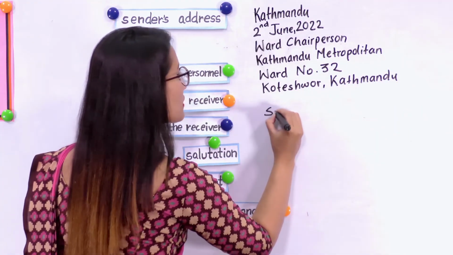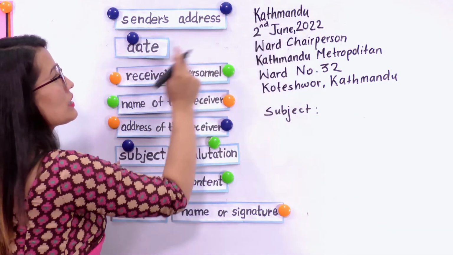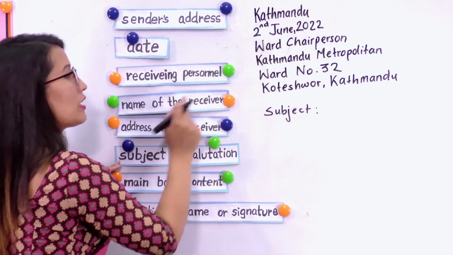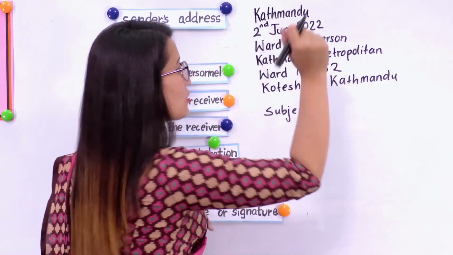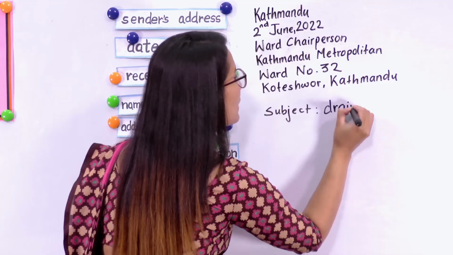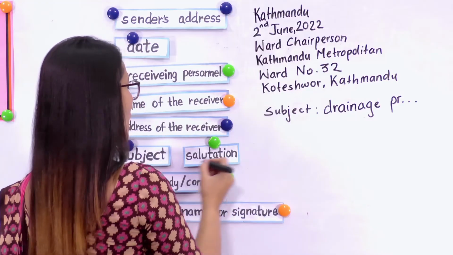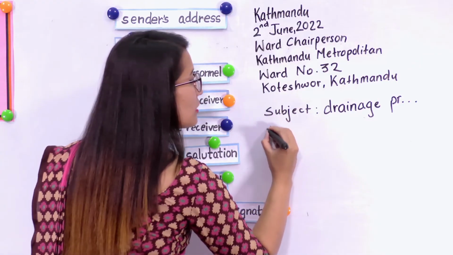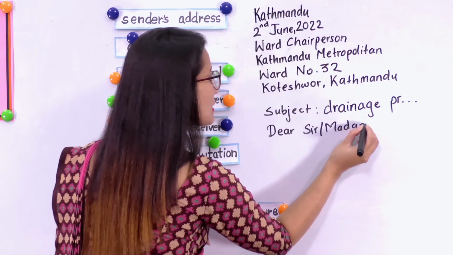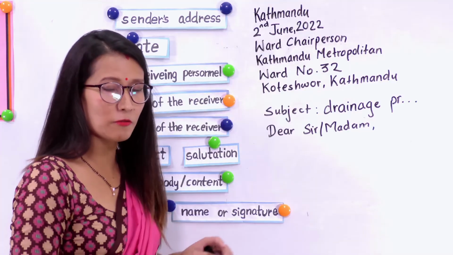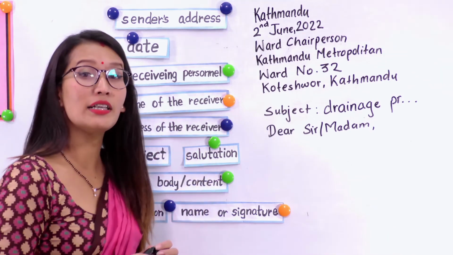Now, let's write the subject. Look, the next point is subject. Sender's address, date, receiving personnel, name of receiver, address of the receiver, then subject, now salutation. Subject: let's write drainage problem. Drainage problem, you write down, okay? Now, let's salute. Dear Sir or Madam. If you know who the chairperson is, if it is a male, write down Sir, or if it is a female, write down Madam. Then you start to write the letter.